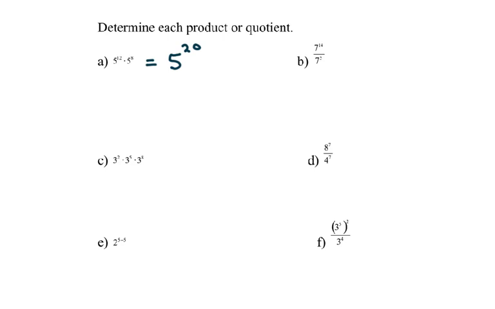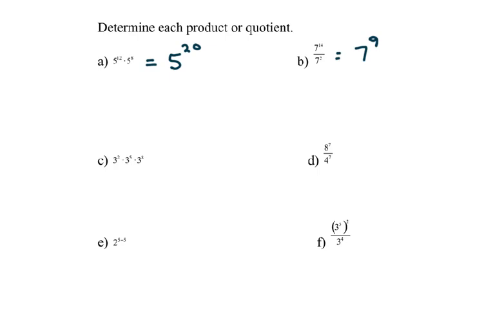Letter B, however, is a quotient. It's a division problem. Those bases, those sevens, are the same. And so with a quotient, we want to subtract those exponents. With multiplication, we add the exponents. With division, we subtract the exponents. And so we have 7, and then 14th power minus 5th power is the 9th power. So 7 to the 14 divided by 7 to the 5th is 7 to the 9th.